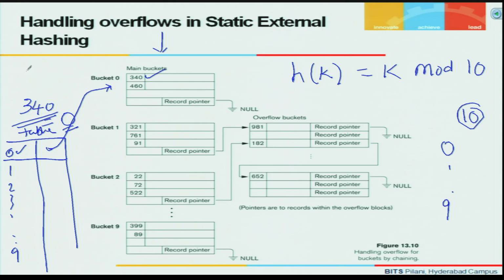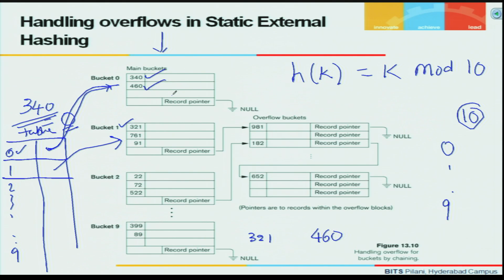Let us assume that next I am inserting 321. 321 mod 10 is equal to 1, so I go to the table, and this is the entry for 1. It points to this bucket where the record with 321 can be stored. Next I am storing 460. 460 mod 10 is again 0, so I go to the same bucket and put it there.